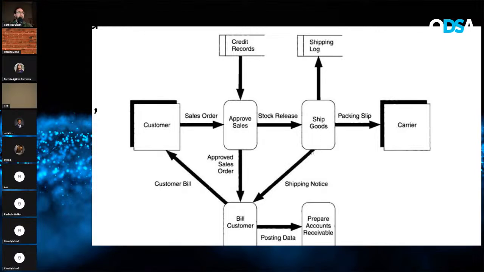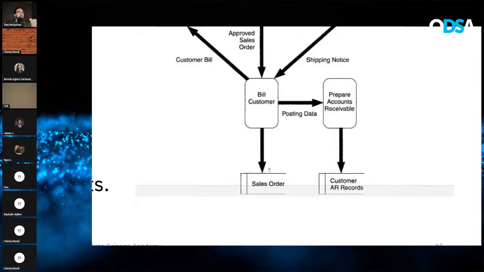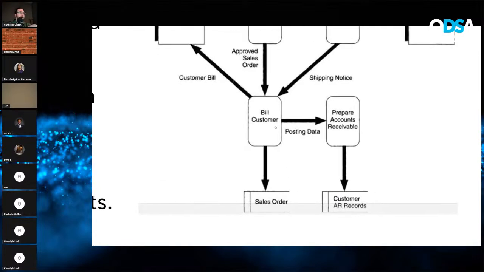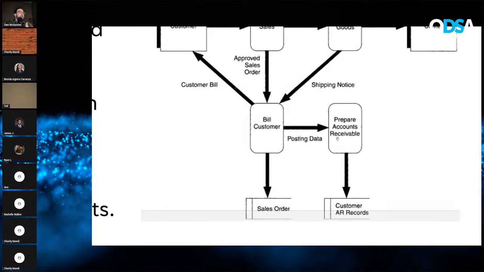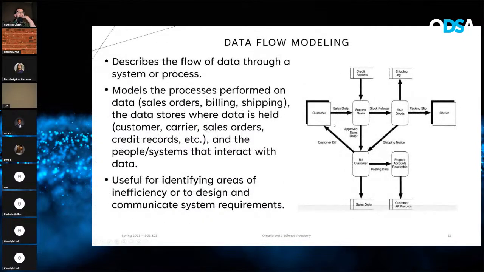And then when it gets shipped, we give a shipping notice to the customer that we billed to, and then we generate a sales order. After that information is posted in billing, accounts receivable can then prepare the invoice, and it goes to the accounts receivable records. So this is just an example of how business processes get modeled out with a data flow diagram.